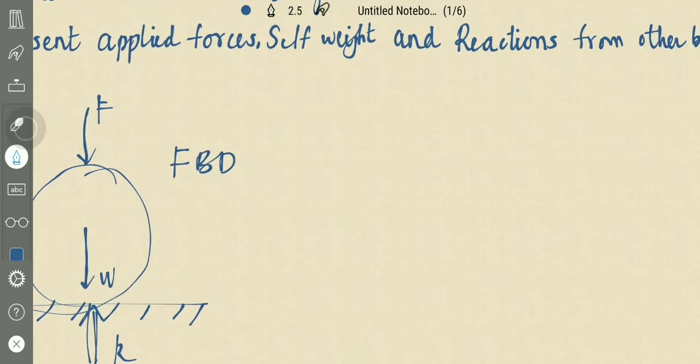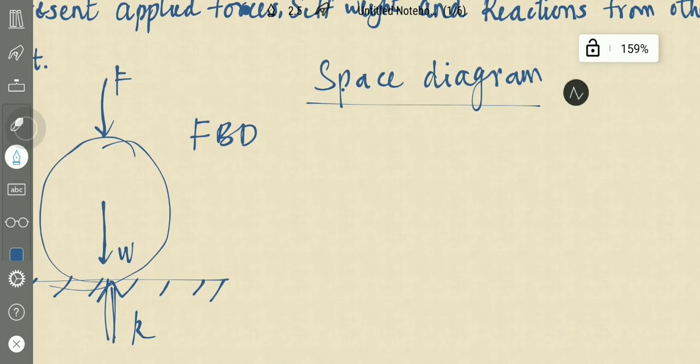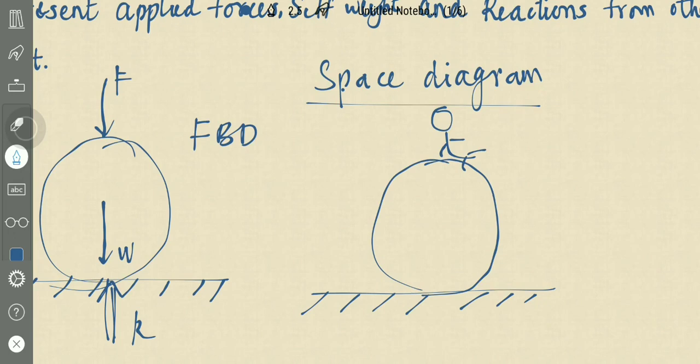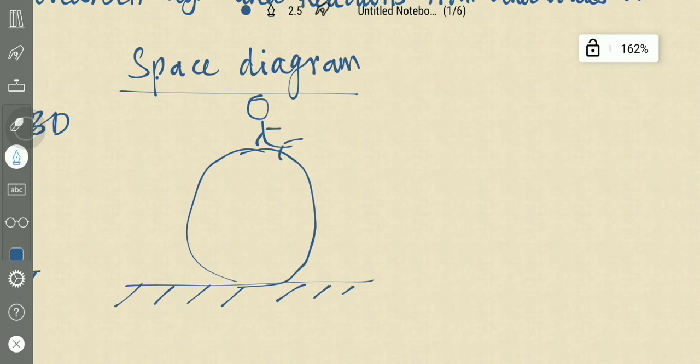The actual diagram is called the space diagram. What is a space diagram? Suppose there is a rock on the ground. A man is sitting on the rock. This is the space diagram. What is a free body diagram?